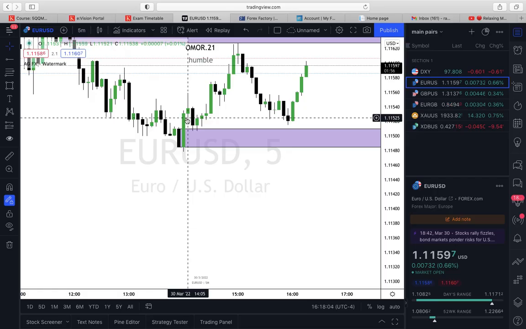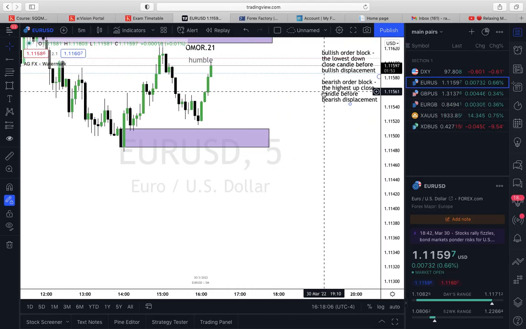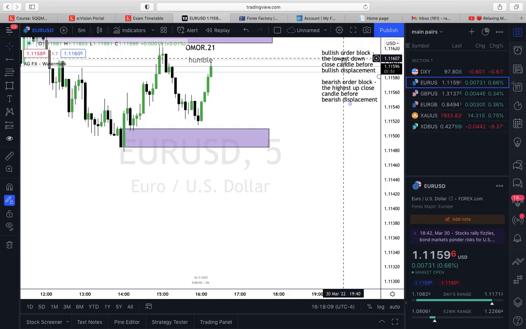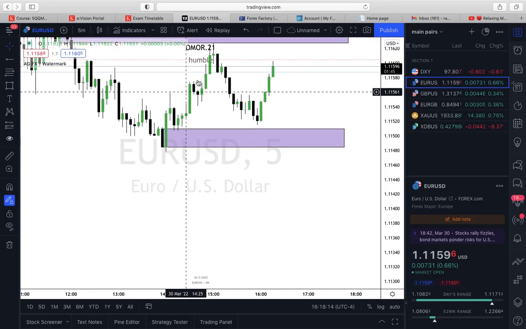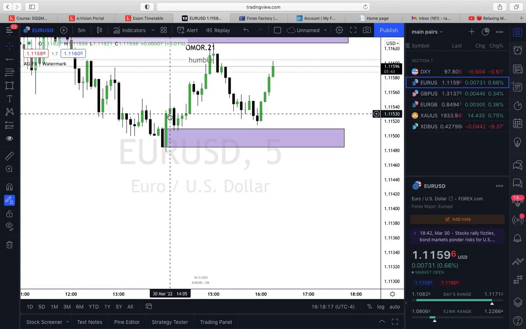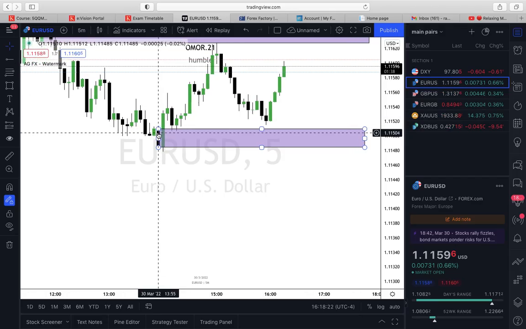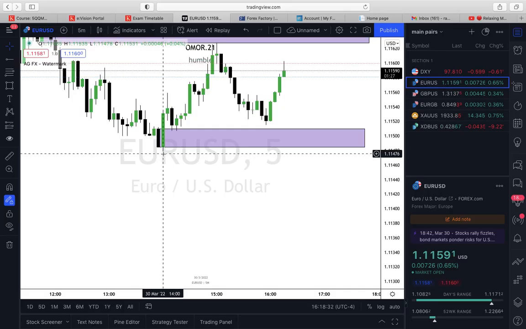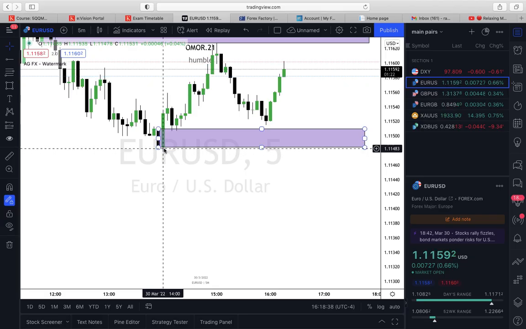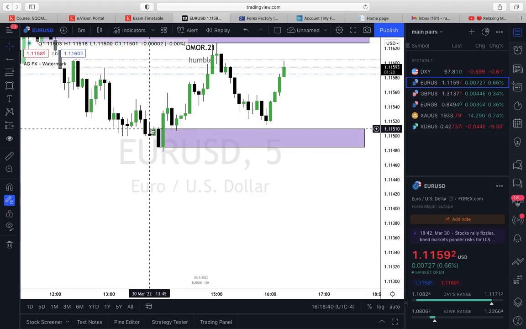Whatever one you like, you can either use my one, which I prefer, bullish order block, the lowest down close candle before bullish displacement, or the last down close candle. So this is the last one before we move up higher, right? The last down close candle before the move up. Look at the movement away from this candle. This is what's going to separate order blocks from the rubbish that you hear online. Look at the movement away from the order block. It is double the size of the order block initially.